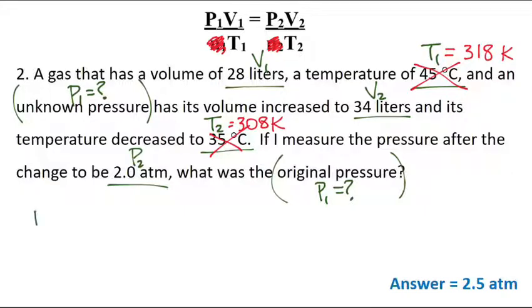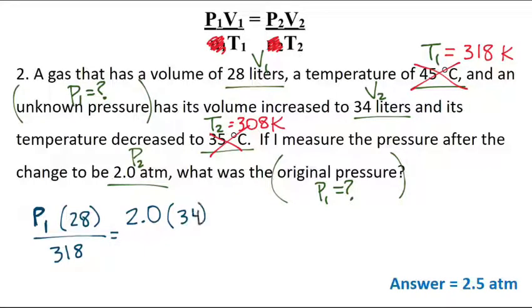Our P1 is what we're solving for. So I'm going to leave that written out with its letters, put numbers in for everything else. Our V1 was 28. Our T1 in Kelvin was 318. Our P2, it was 2. Our V2 was 34. And our T2 was 308.